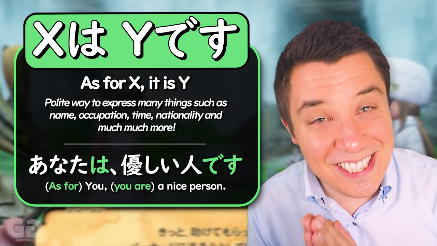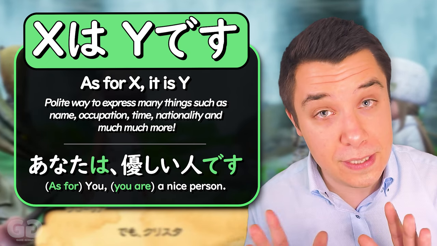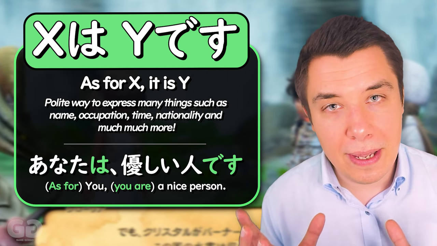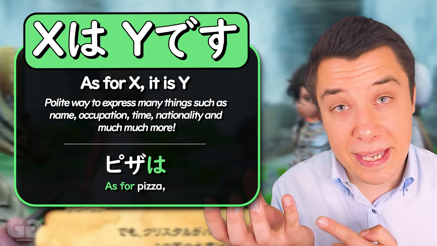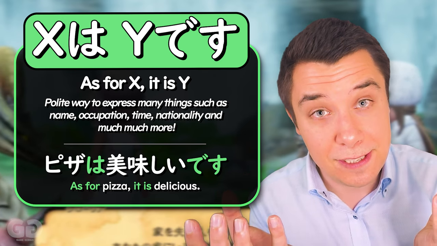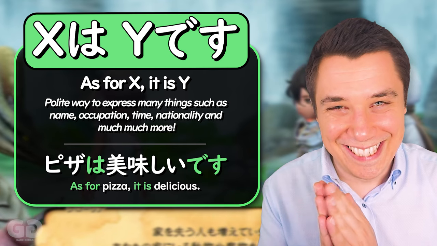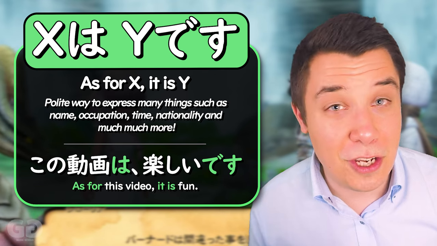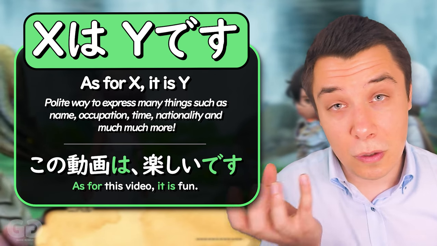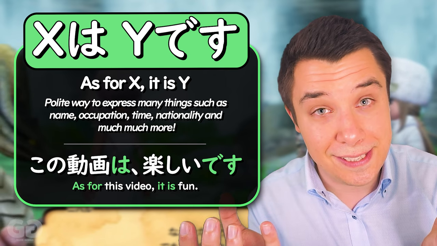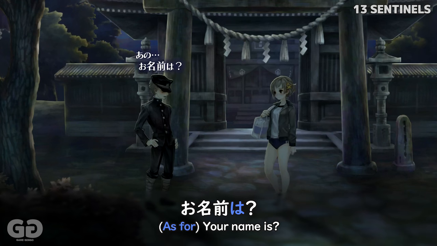So congratulations, you've now learned how to form your first sentence in Japanese. It's really simple, just whatever it is you're talking about, pizza wa, as for pizza, and then whatever you want to say, oishii desu, it is yum. So congratulations, you know how to say pizza is delicious. Or for example, maybe you want to say this video is fun, you could say, この動画は, as for this video, 楽しいです, it is fun.